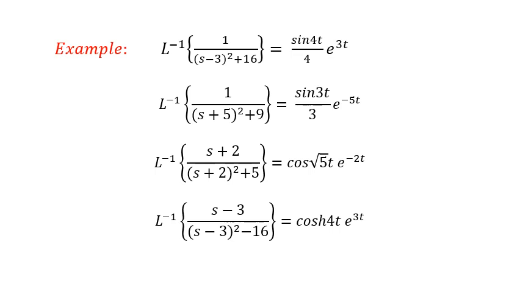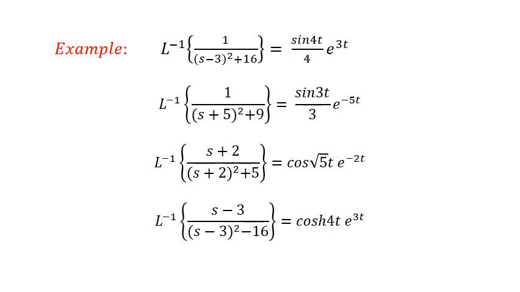Now look at the third example, L inverse of s plus 2 by s plus 2 the whole square plus 5. First of all, you have to convert to standard form, s plus 2 by s plus 2 square plus root 5 the whole square. That formula resembles s by s square plus root 5 the whole square, and that is nothing but cos root 5t. And then the s plus 2 term represents the inverse shifting, so it is e raised to minus 2t.